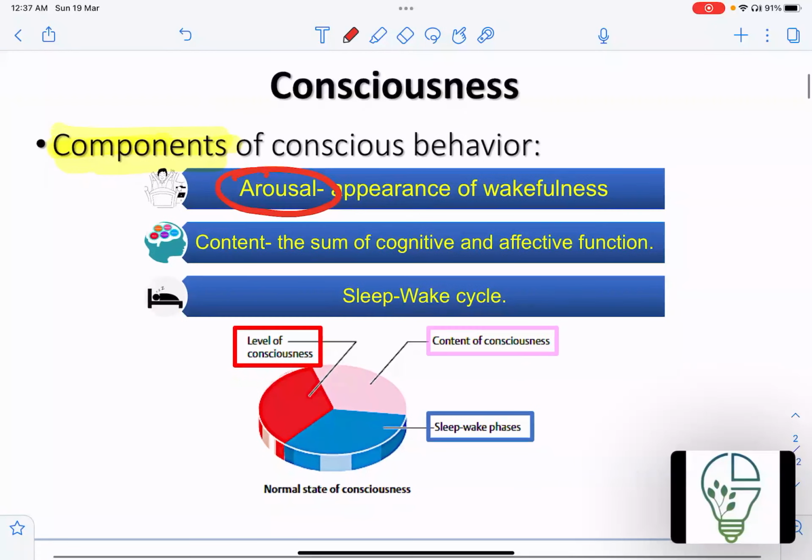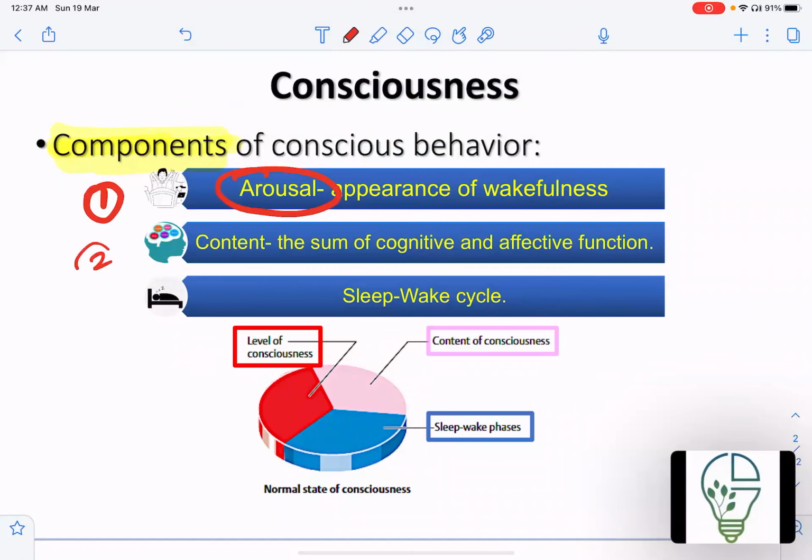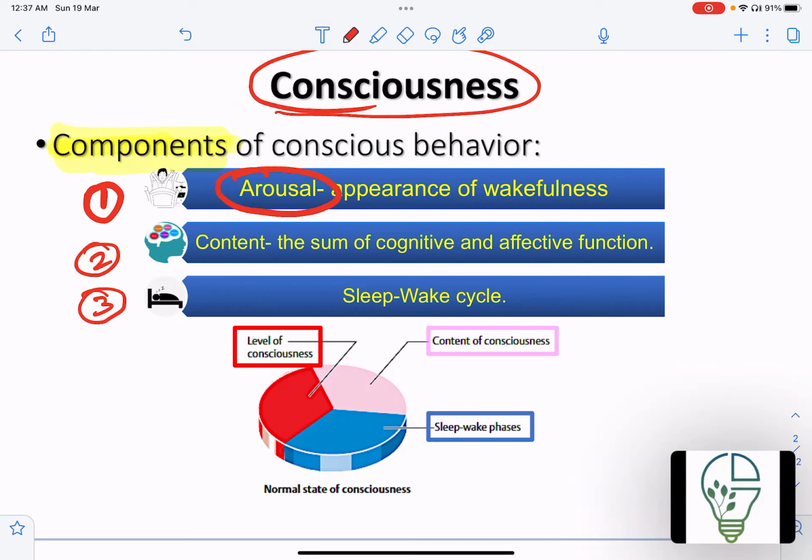And the sleep wake cycle. Nobody can go on for too long without sleep, no matter how hard we try. And then we eventually wake up and then we have the whole cycle over and over again. This is called the sleep wake cycle. So the sum of these three, arousal, content, and the sleep wake cycle, make up the entire topic of consciousness. All right. So when a person has all three of them, we call them completely conscious. When they lack one or more of these things, then we start classifying them accordingly.